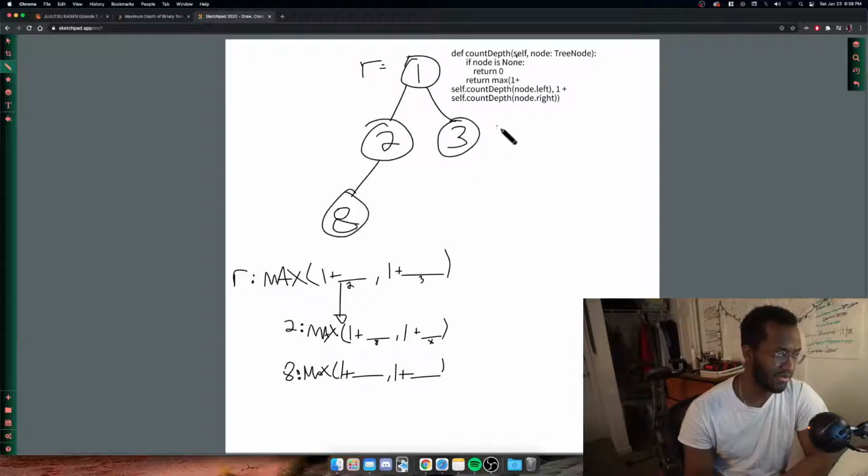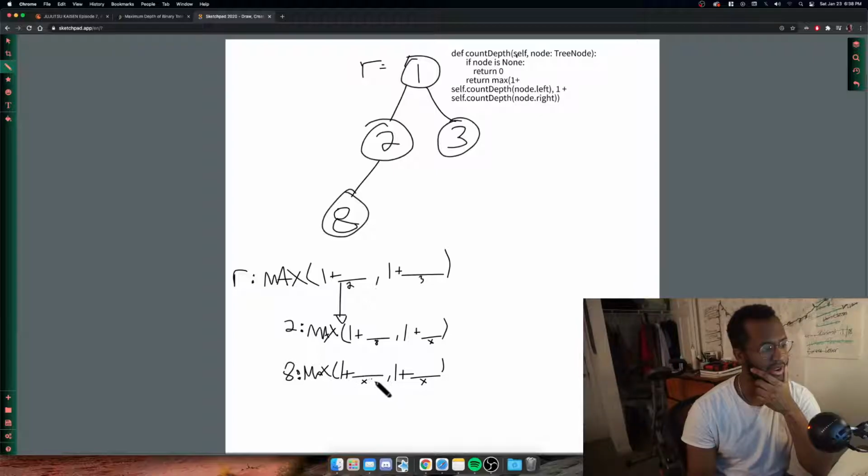And what are the left and right subtrees for 8? Well, they're both x. They're both none. They don't exist. And we said, if they're none, return 0. So obviously we're going to call countDepth here, where x is the node. If node is none, we return 0. So we're going to return 0 here.